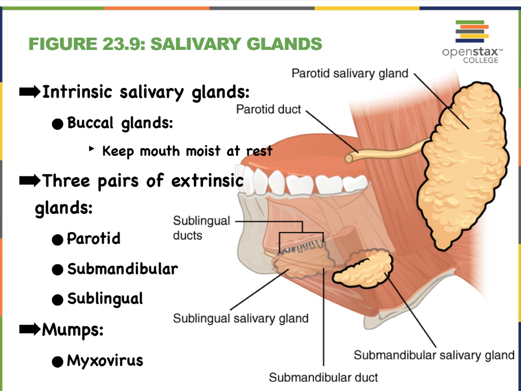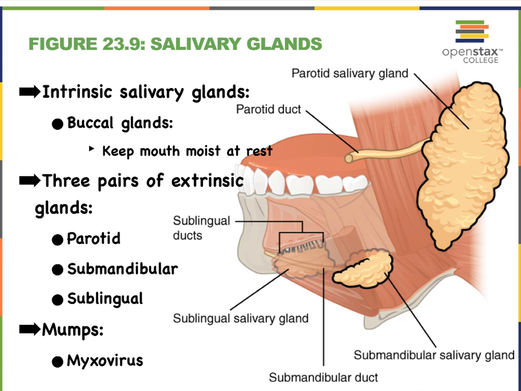They're pretty big glands. We have the sublingual salivary gland. We have the two submandibular, or sometimes called submaxillary salivary glands. And then we have the parotid salivary gland, superficial to the masseter muscle. This gland can become infected with the virus called myxovirus, and when it does, it creates a condition we call the mumps.